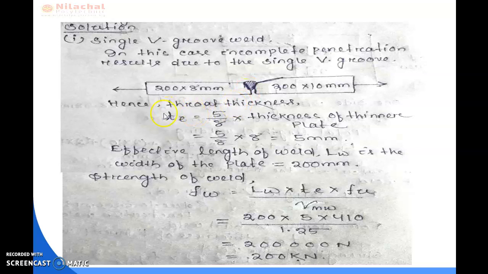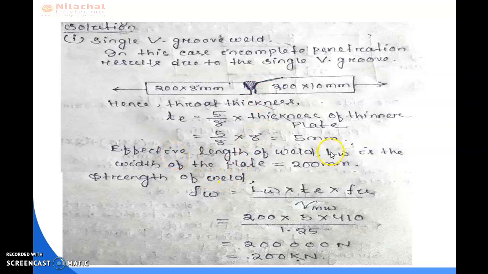So here you have to find the throat thickness, which is 5/8 of the thickness of the thinner plate. The thickness of the thinner plate is 8 mm. Okay. Then 5 by 8 into 8 is 5 mm. So your thickness of the throat is 5 mm. Thickness of the throat means from this point to this point. That means the thickness of the weld is known as the throat thickness of the weld.